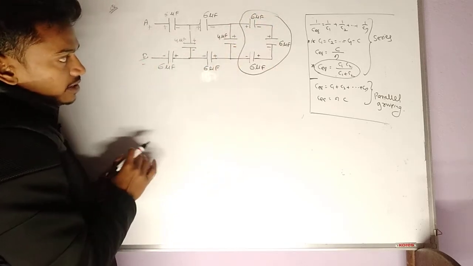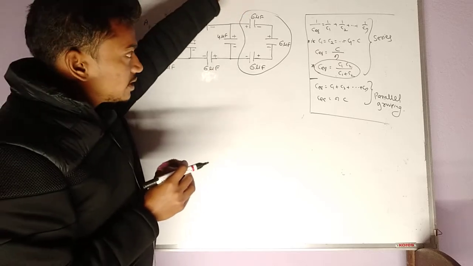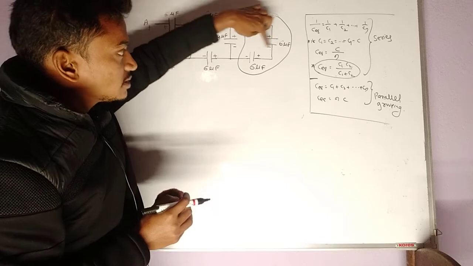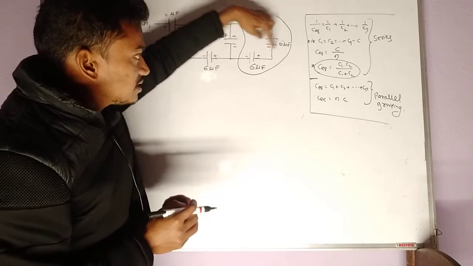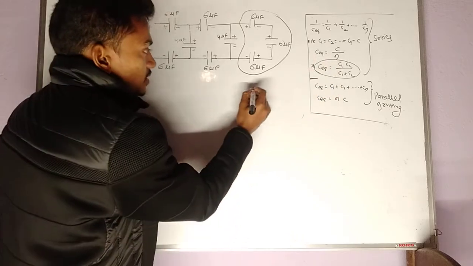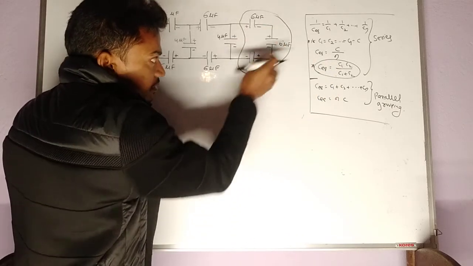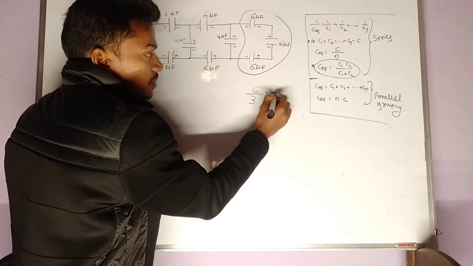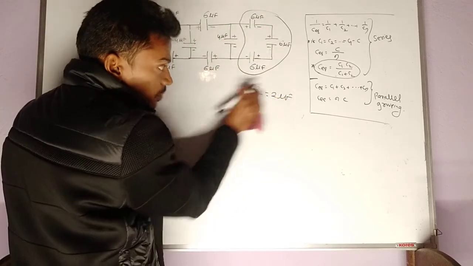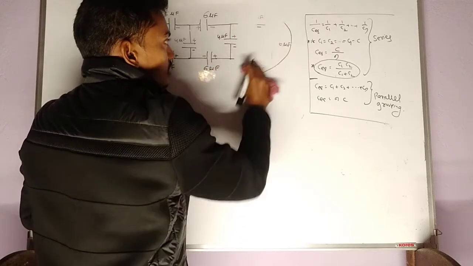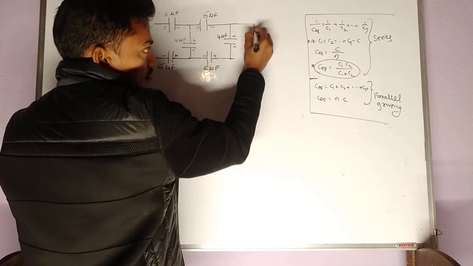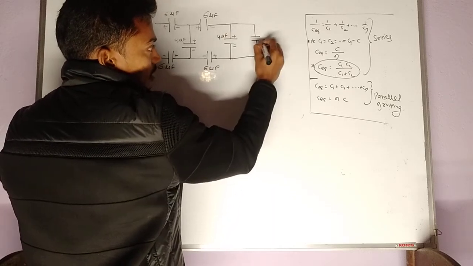So its equivalent capacitance will be C by N. These are series grouping and all capacitances are the same. So C equivalent will be C by N, and C by N means 6 by N, where N is the number of capacitors, 3, equal to 2 microfarad. So its equivalent will be 2 microfarad. So I am erasing this. So in place of this 6 microfarad capacitor, we can use a 2 microfarad capacitor.